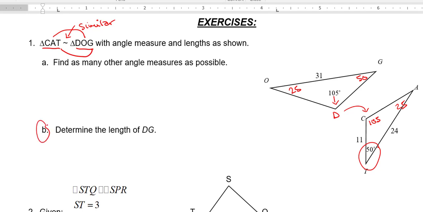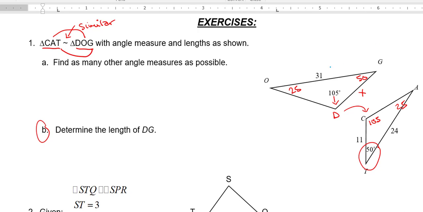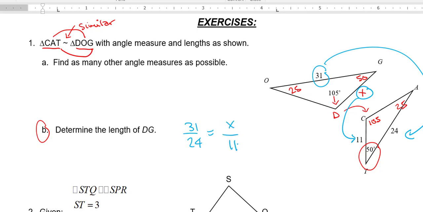Finding the length of DG, let's call that length X. So I know that I have some corresponding sides here, so I can set up ratios. So I know that, for example, 31 is to 24 as the X for DG corresponds to the CT, so it corresponds to the side that's the 11. So it's going to be X over 11 like that. Cross multiply and solve. X ends up being equal to 14.2.